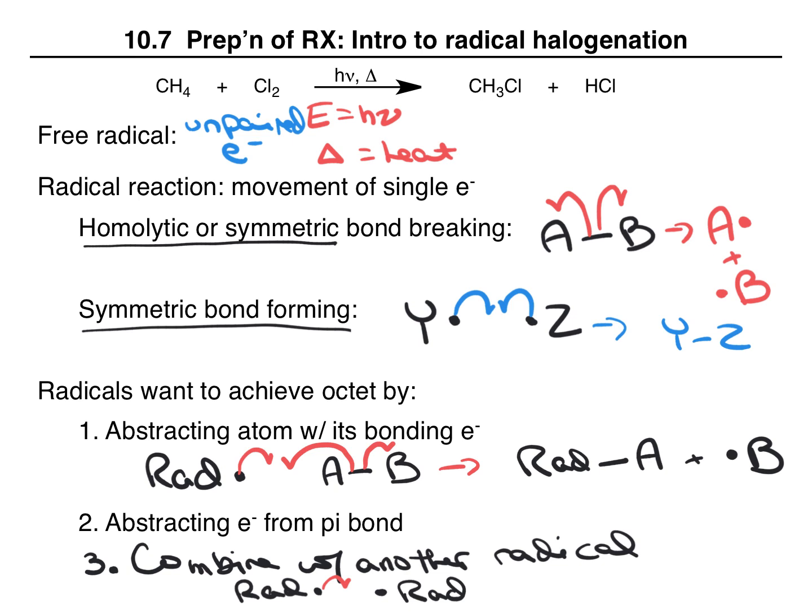That is a fishhook arrow. These can combine together, giving a new compound with a covalent bond between what used to be the two radicals. Now, this is a possible way for radicals to achieve an octet, but what we're going to see is that we typically form radicals in such small quantities that it's really unlikely for two radicals to bump into each other. They're much more likely to bump into a molecule rather than to bump into another radical.